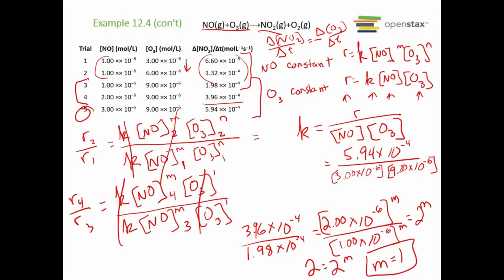So we have 5.94 times 10 to the negative fourth power divided by 3 times 10 to the negative sixth, and divided by 9 times 10 to the negative 6. And you get a big number. Don't be surprised. You get that K is equal to 2.20 times 10 to the 7th.